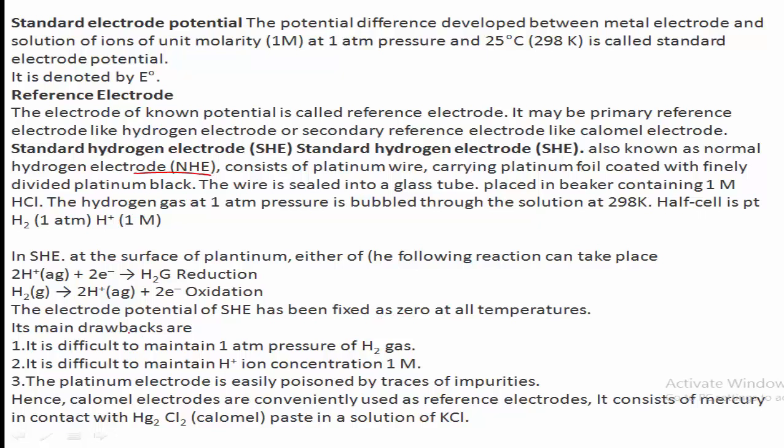What are the drawbacks or limitations of this SHE? The first one is that it is difficult to maintain 1 atmosphere pressure of hydrogen gas. It is also difficult to maintain the H plus ion concentration at 1 M.